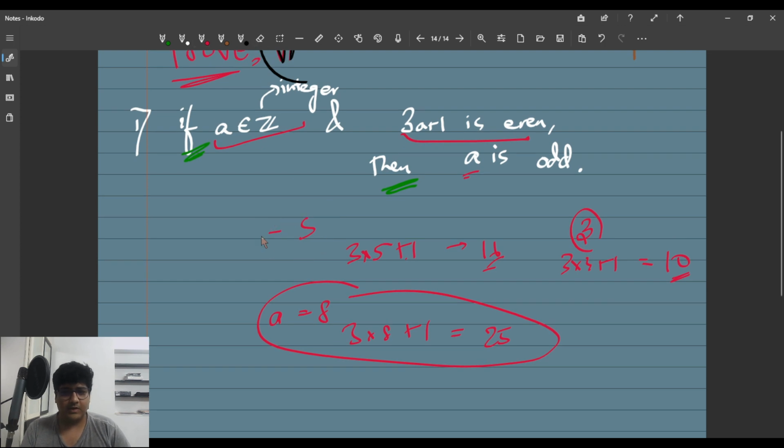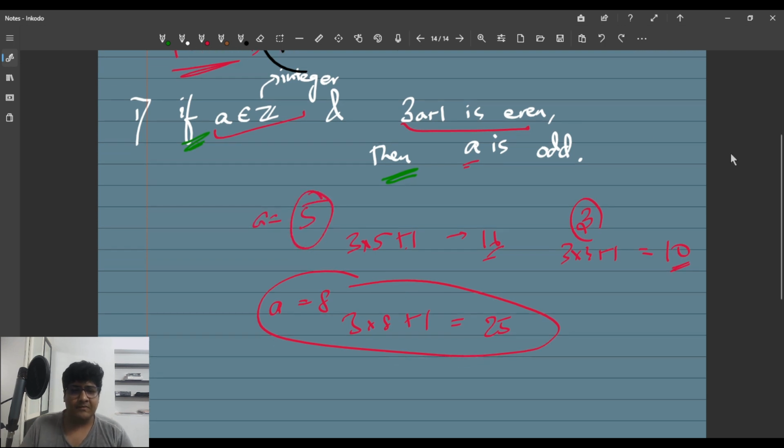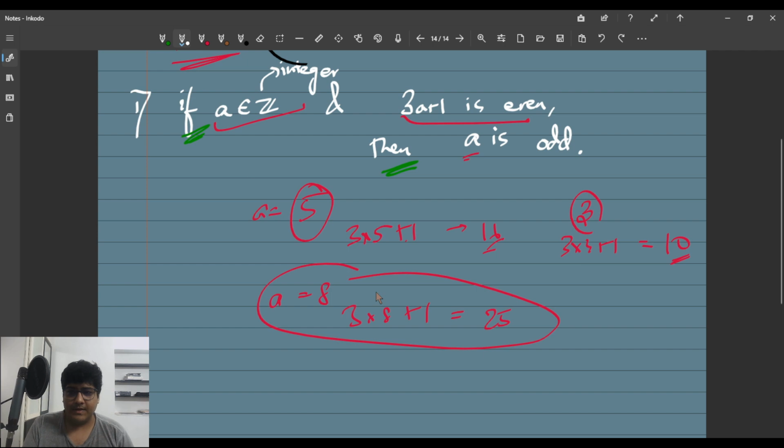Well, let us walk through it rigorously. I'll not rub this off, so let it be there. This will give us insight about the proof. So how do I prove something like this? If a is an integer and 3a plus 1 is even, what does something being even mean?